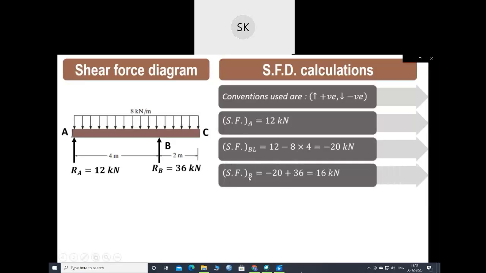Now shear force at B. To this minus 20 we have to add the upward acting reaction which is positive, that is 36 kilonewton. So 36 minus 20, that is 16 kilonewton.